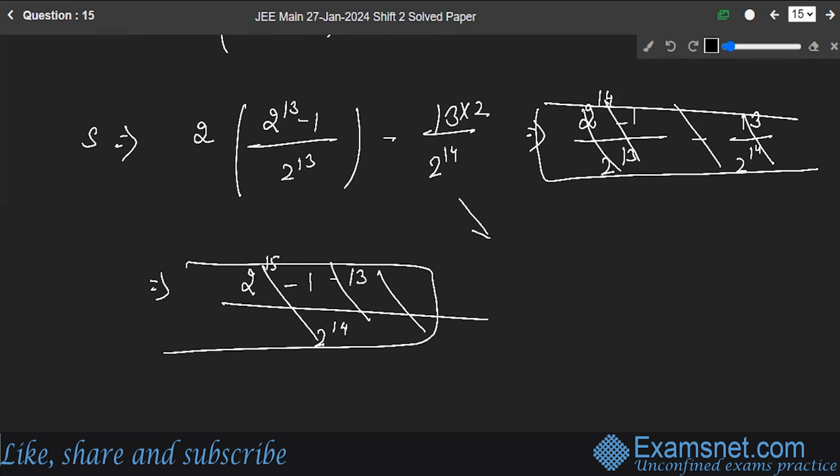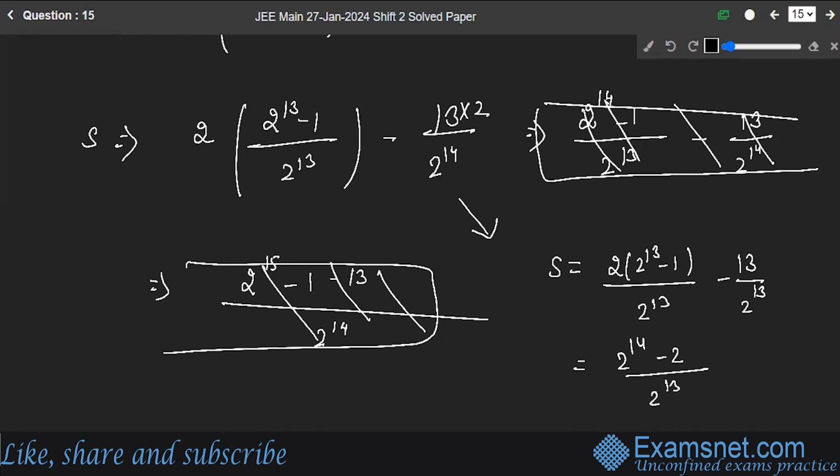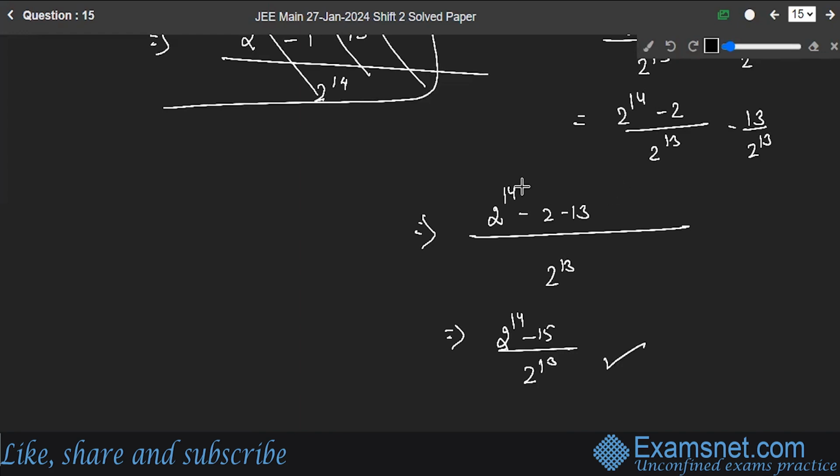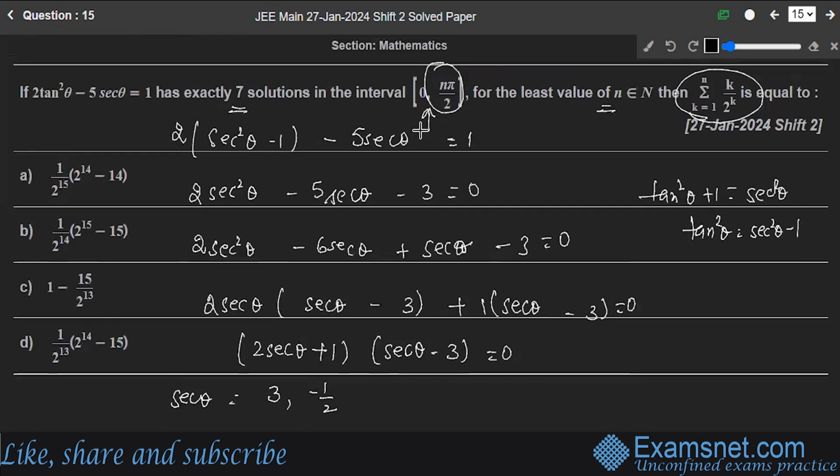Now this expression becomes S is equal to 2 into 2 power 13 minus 1 upon 2 power 13 minus 13 upon 2 power 13. Right, now it will be 2 power 14 minus 2 upon 2 power 13 minus this. So let's take the LCM. This will be 2 power 13, 2 power 14 minus 2 minus 13. This will be 2 power 14 minus 15 upon this. So this is the answer: 2 power 14 minus 15 upon 2 power 13. That is your option D. Hope you're clear with this.